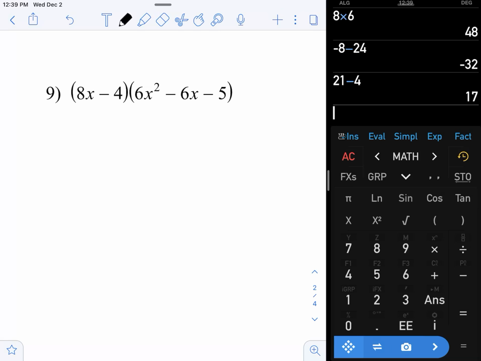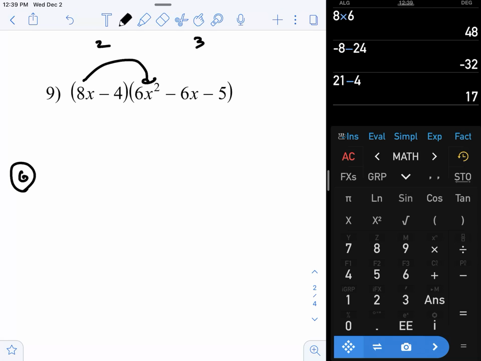All right. Now, this isn't any harder, but it's just longer because it's more steps. We're going to multiply a binomial, 2 terms, times a trinomial, 3 terms. Okay. This has 2 terms. This has 3 terms. So our answer is going to have 6 parts. Okay. And then we'll combine.